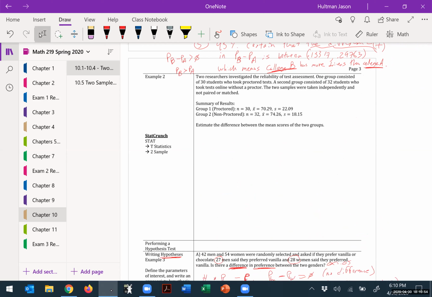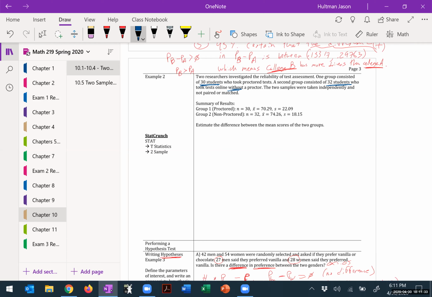Example 2 says, 2 researchers investigated the reliability of test assessment. One group consisted of 30 students who took proctored tests. The second group consisted of 32 students who took tests online without a proctor. The 2 samples were taken independently and not paired or matched.